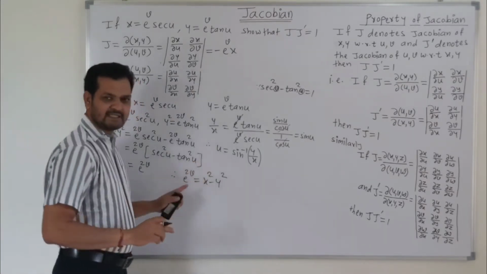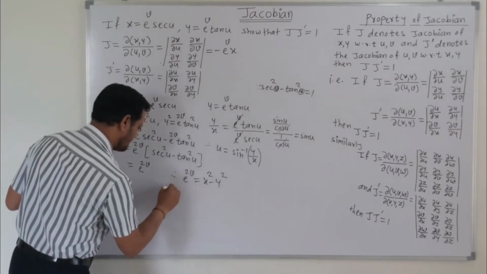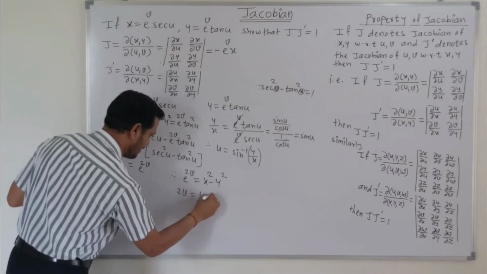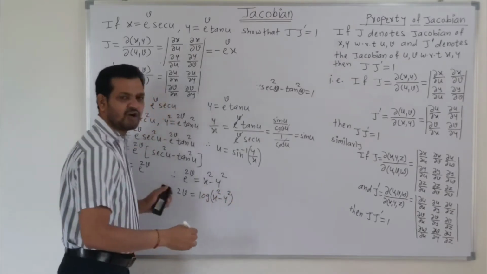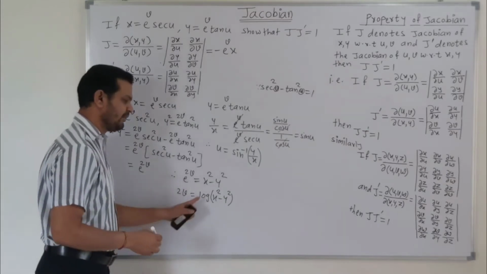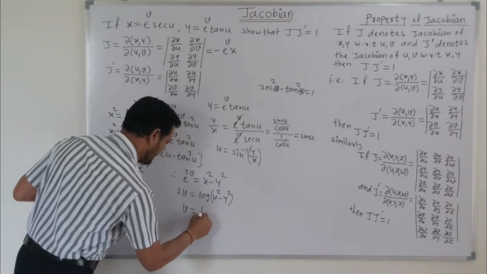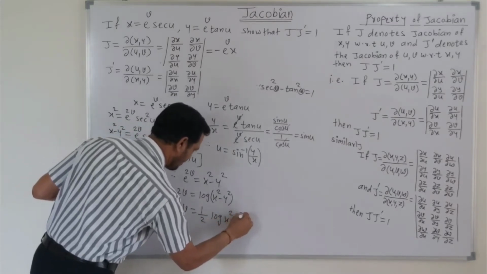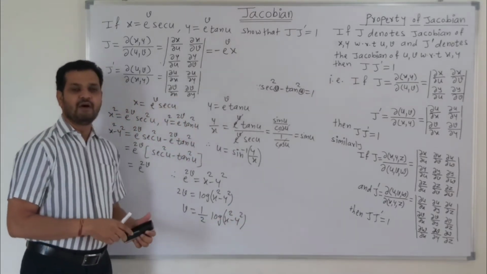Now to cancel this exponential function, take the log of both sides. Then log and exponential cancel, and we get 2v is equal to log of x square minus y square. So therefore we can easily write the value of v as 1 upon 2 log of x square minus y square. So in this way, we get the values of u and v.